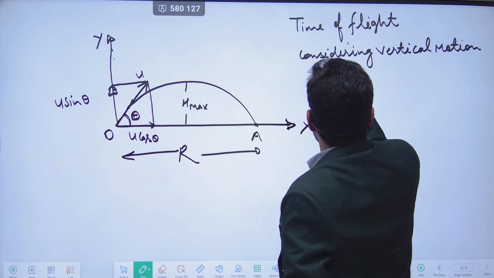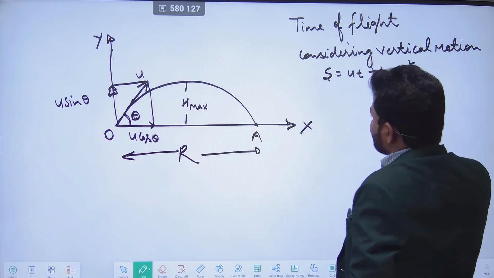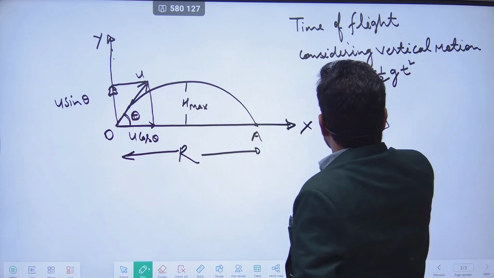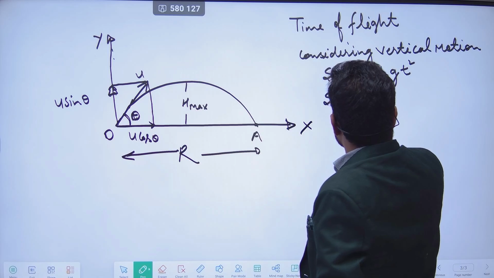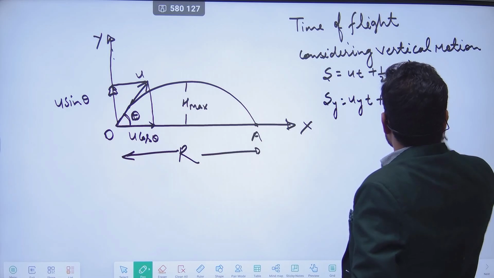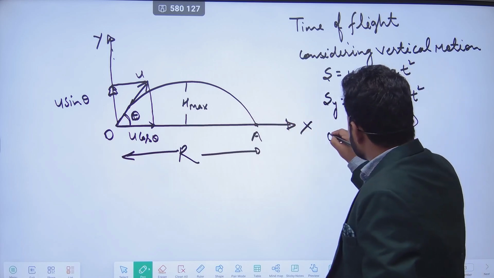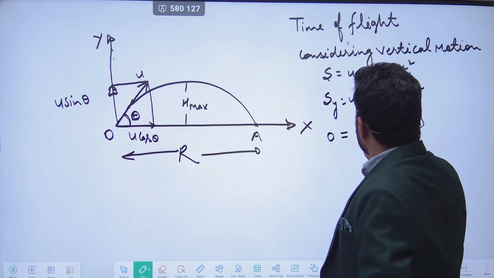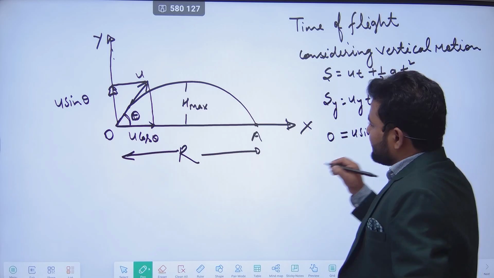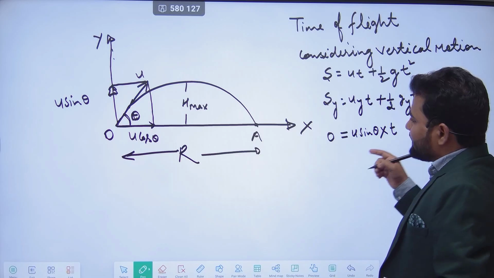We are taking the second equation of motion, S equal to ut plus half g t square, because this motion is under gravity and is an example of motion in 2D. For vertical motion, Sy is equal to uy into t plus 1 by 2 ay into t square. Sy means along the vertical direction there is zero displacement, and along the y-axis the component of initial velocity is u sin theta, and t is the time for which the body remains in air.